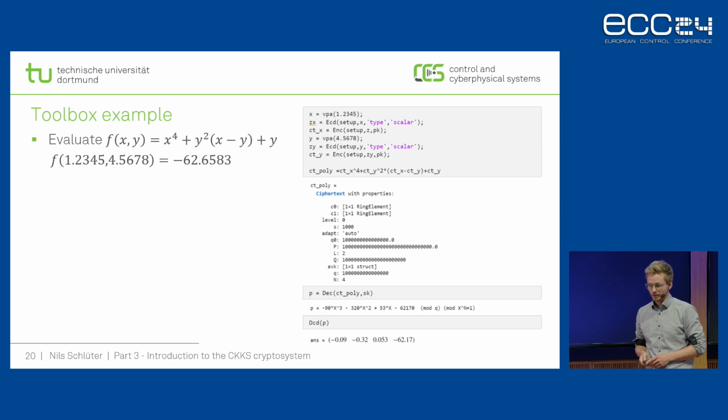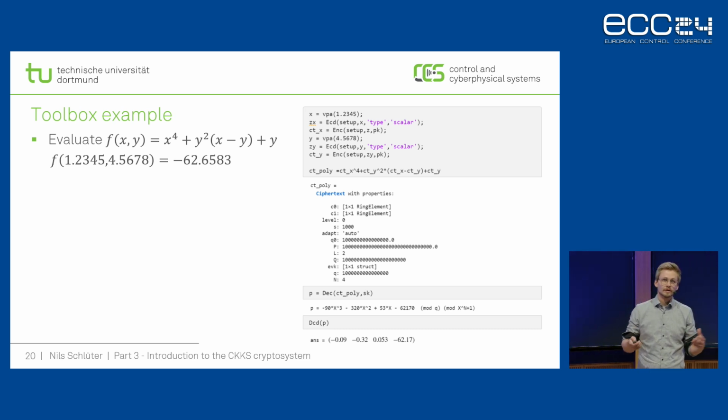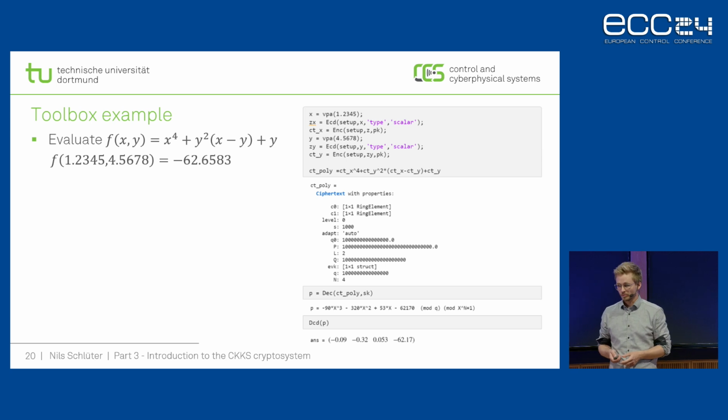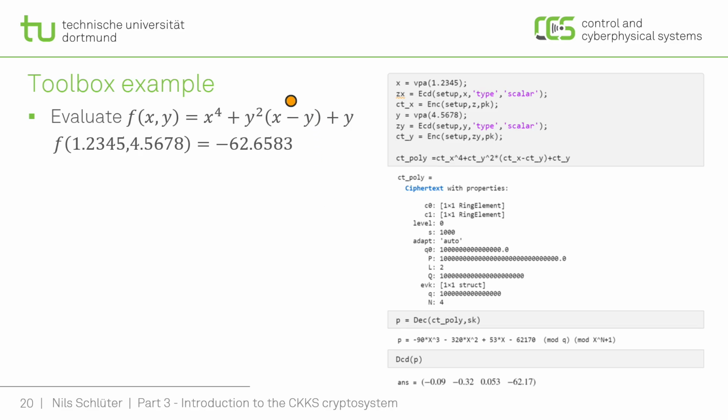In the toolbox, we have a small example to evaluate a polynomial because now we can evaluate a little bit more complex functions, not only linear functions. We have here the polynomial arbitrarily chosen: x to the power of 4, y squared, x minus y plus y. And we can see that in the toolbox here, we have a ciphertext for x. We generate a ciphertext for y. Then we simply evaluate the polynomial. The toolbox takes care of the addition, multiplication, and also the squaring for you.